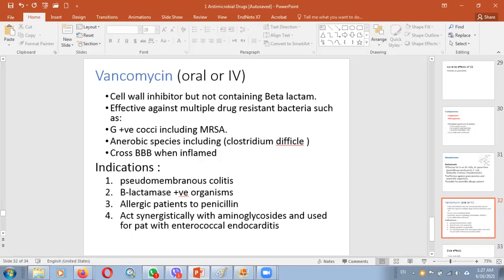Endocarditis is an inflammation of the endocardium, the lining of the heart, the membrane that covers the heart from the inside. It's called endocarditis.